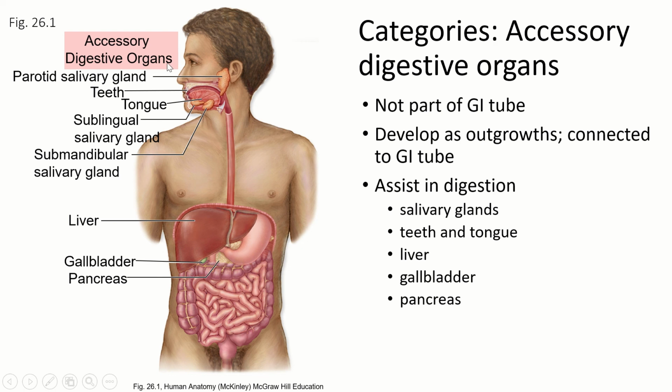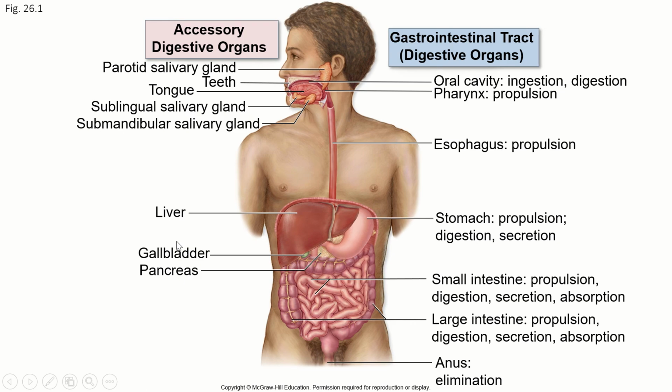So they start out with the salivary glands up here around the mouth. The teeth and the tongue, although they are around the pathway, they're not actually part of the tube, so they count as accessory. The liver, we're going to talk about the role that it has in digestion. It makes bile. The gallbladder is going to store that bile, and then the pancreas makes a lot of digestive enzymes, beautifully called the pancreatic juices. I know, great name, right? So these are the accessory digestive organs.